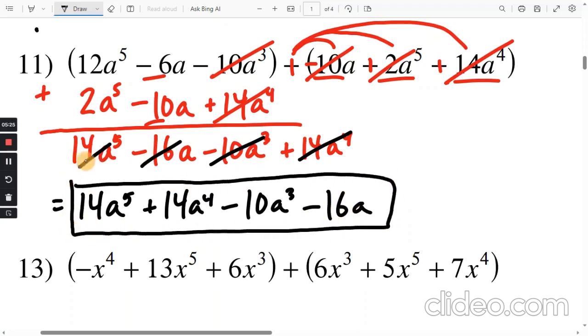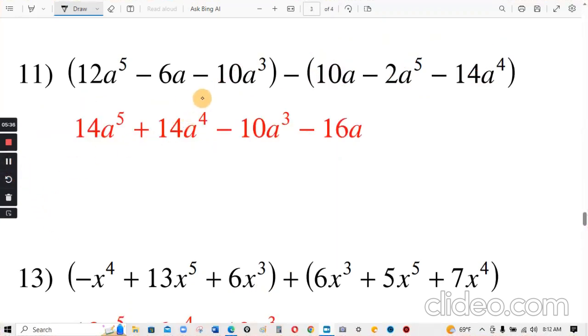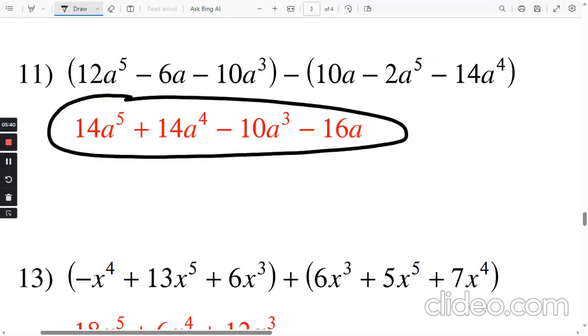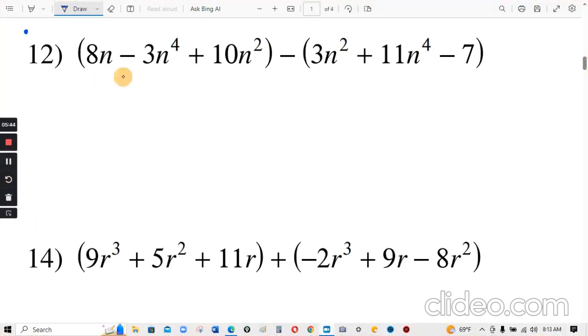Once again, the first answer and the second answer here are really the same. I just rewrote it to put the larger exponents first. And once again, checking my answer against theirs, we can see that I got the same answer as they did. Okay, please pause and try number 12. Remember to distribute the negative sign first.